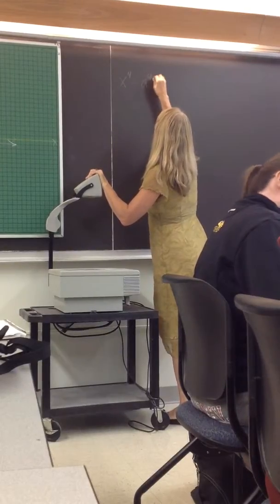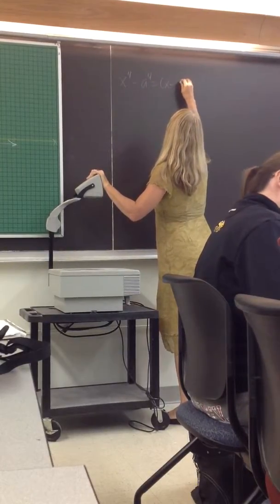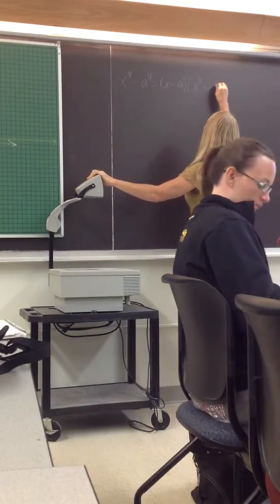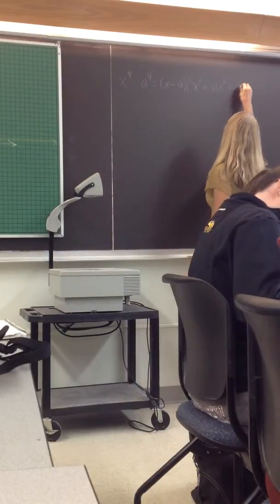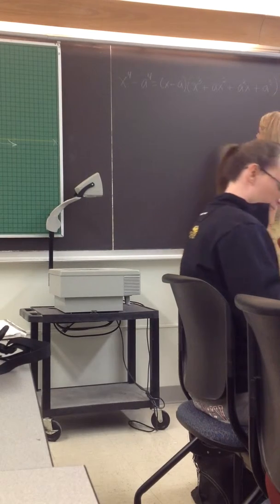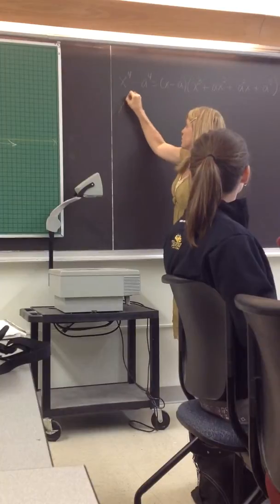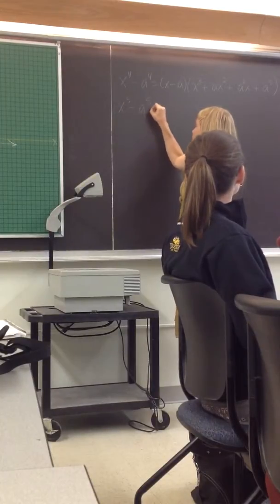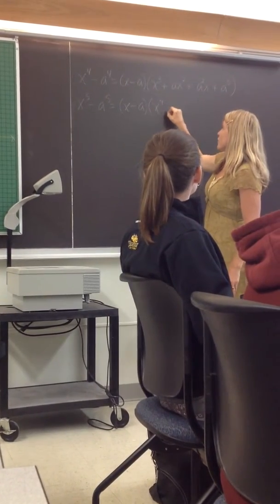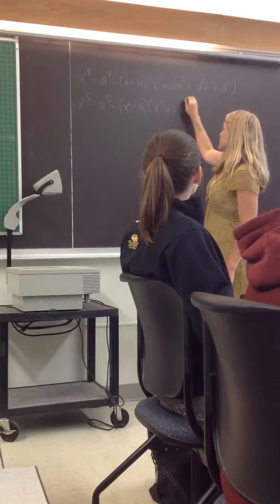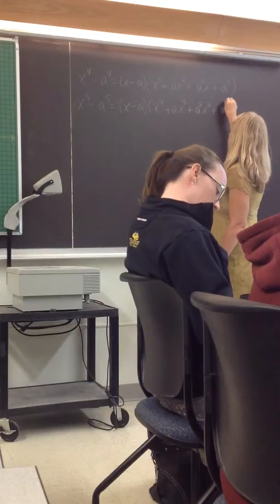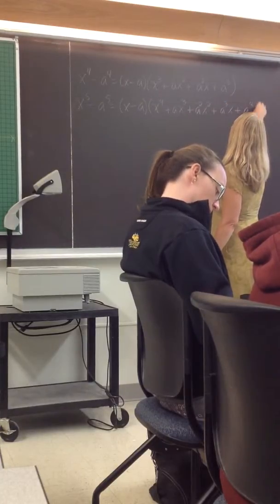x to the fourth minus a to the fourth can be factored as x minus a times x cubed plus ax squared plus a squared x plus a cubed. For x to the fifth minus a to the fifth, x minus a factors out, and you get x to the fourth plus ax cubed plus a squared x squared plus a cubed x plus a to the fourth.